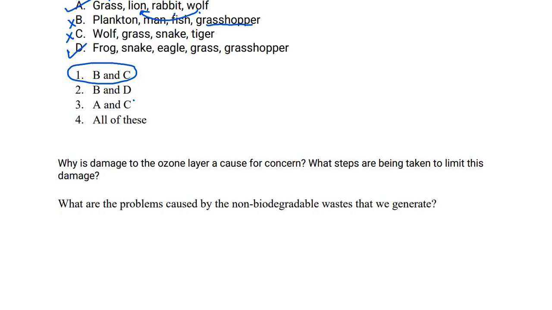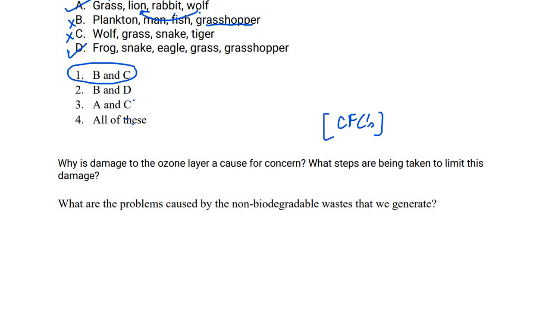Now in the next question it says, why is damage to the ozone layer a cause for concern? It is a cause for concern because if the ozone layer gets removed, we would be in contact with UV rays. So that's why it is important, to protect us from the UV rays. And they are asking what steps are being taken to limit this damage. So basically they are controlling the use of CFCs. What you have to mention here is that they are controlling the use of CFCs in refrigerators and in fire extinguishers, so that we can limit the damage to the ozone layer. So these are the steps they are taking to limit the use of CFC so that we can protect our ozone layer.